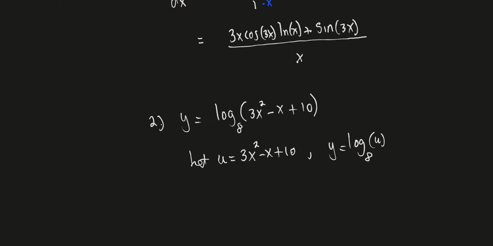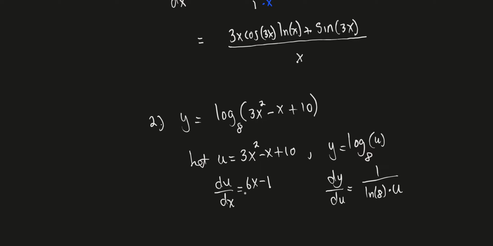And now I can differentiate both of these. This is our standard power, sum, difference rule application. So du dx is 6x minus 1. And now we get to use our new rule for the derivative of a log function, in this case base 8. So dy du, and that's 1 over the natural log of my base, so ln of 8 times u, right?